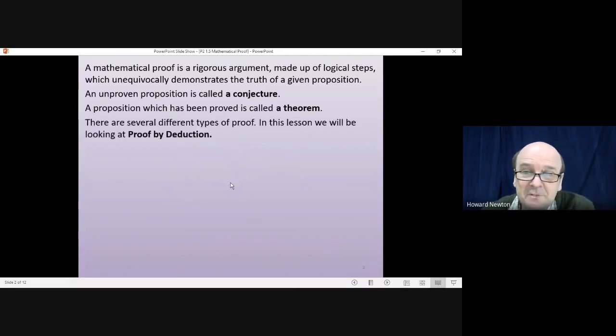Now, there are several different types of proof, and you'll meet several of them when you take A-level maths, and even more if you choose to take further maths. In this lesson, we're just looking at what's called proof by deduction.